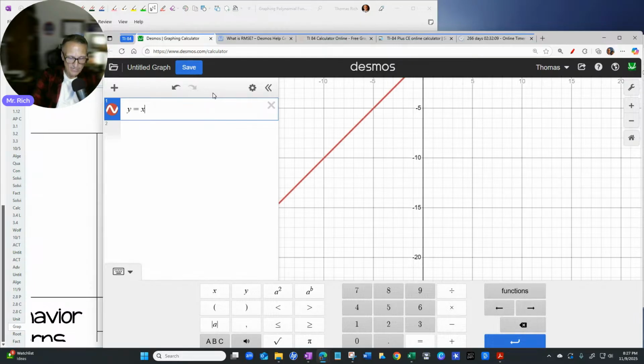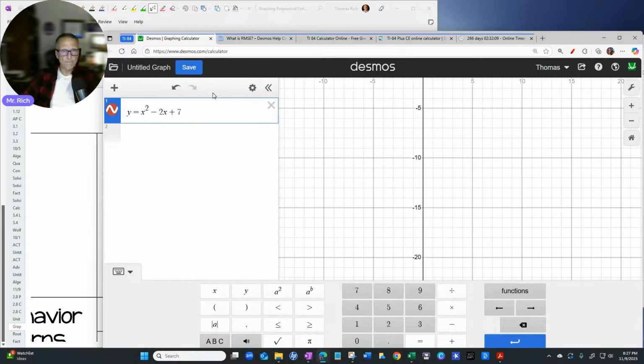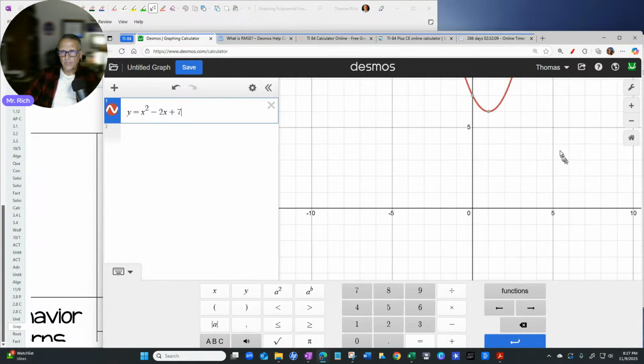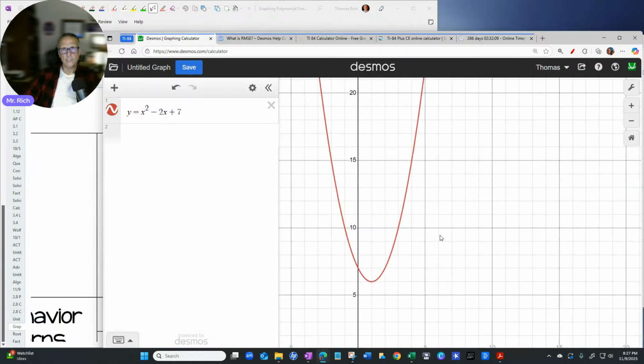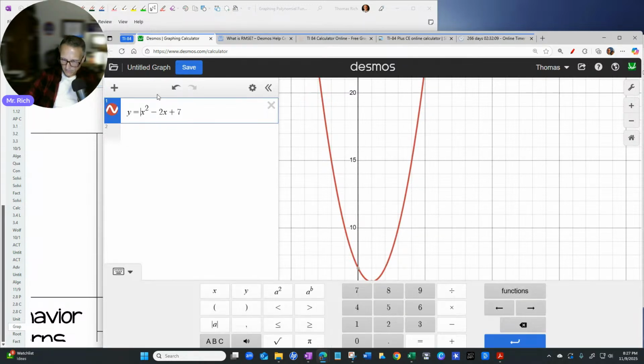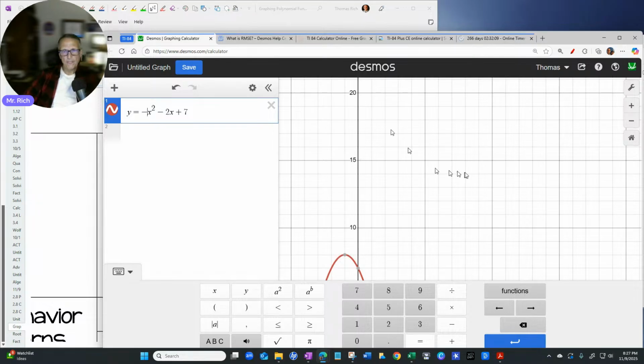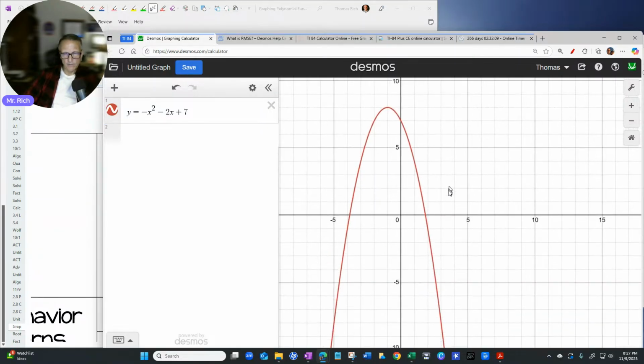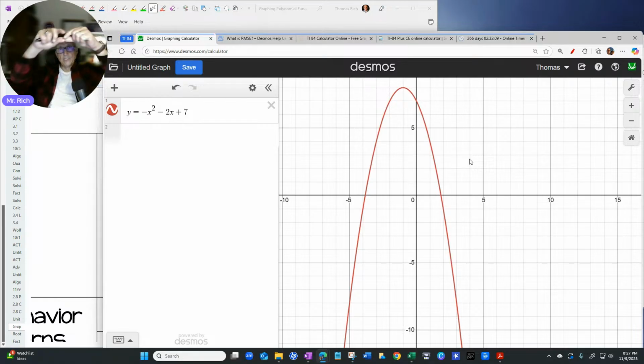For example, if I say x squared minus 2x plus 7, and we take a look at that quadratic, no surprise, it's going up to the right, up to the left. If I put a minus in front, it's going to change the equation and the graph, but the main feature that we see is that it's now opening down because that leading coefficient is negative right there. And that tells us what we call the end behavior of polynomials.